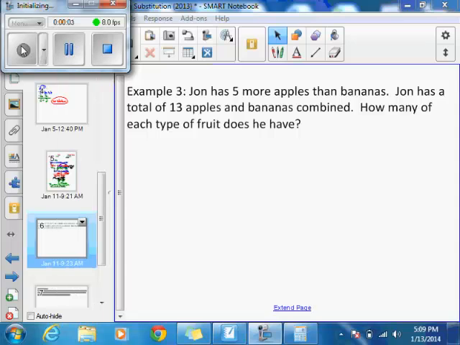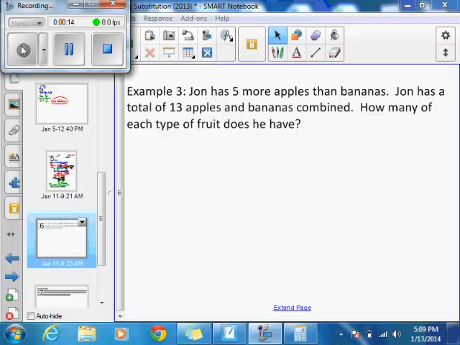Okay, this is the last example that we're going to do. Example 3: John has 5 more apples than bananas. John has a total of 13 apples and bananas combined. How many of each type of fruit does he have?